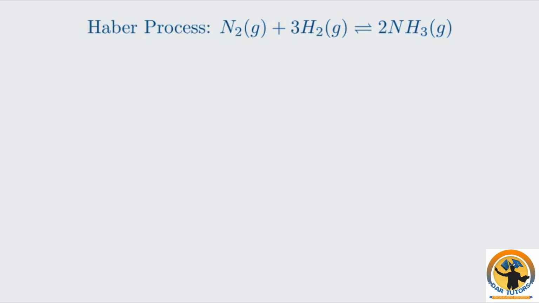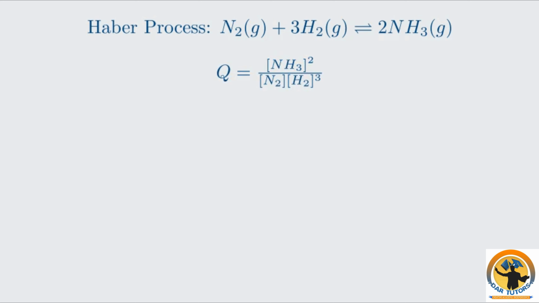At equilibrium, Q equals K. Now, what happens if we disturb this equilibrium? Let's say we increase the concentration of one of the reactants, hydrogen gas. The system is no longer at equilibrium. First, we write the expression for the reaction quotient.